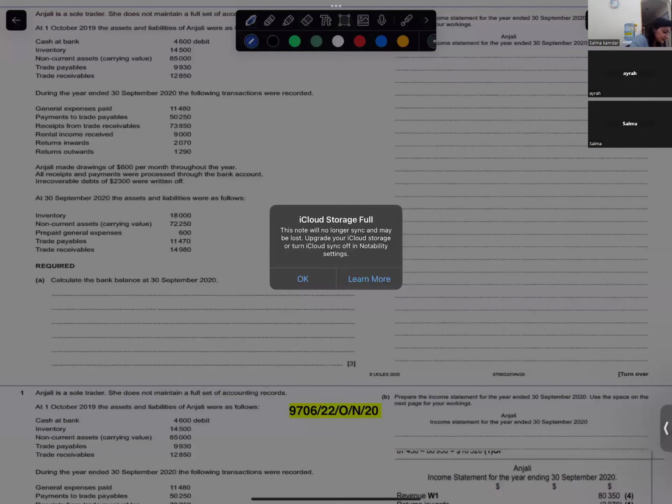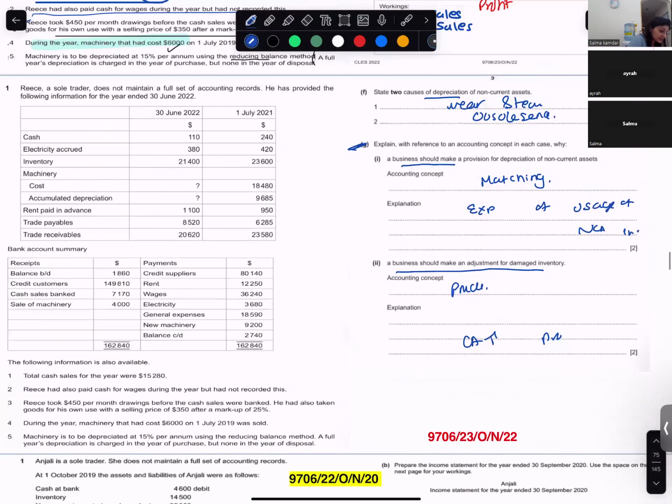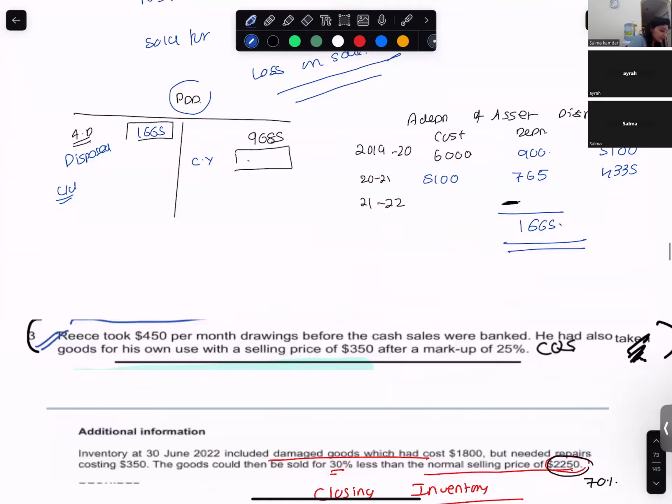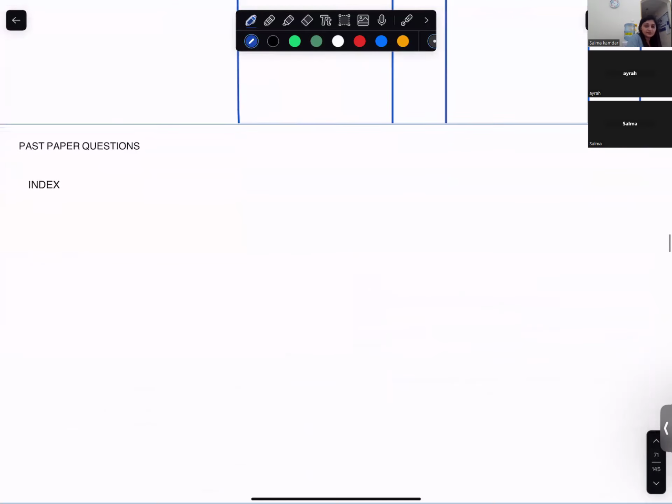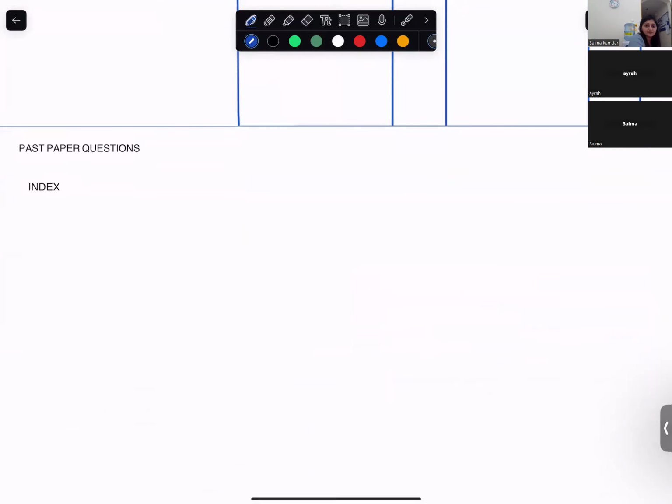There's a 5 marker, I missed it out. Can you tell me what that 5 marker question is? Reese has been thinking of maintaining a full set of accounting records. Advise Reese whether or not she should do it. So we're supposed to advise whether or not she should maintain a full set of accounting records. What are the points for maintaining a full set of accounting records?